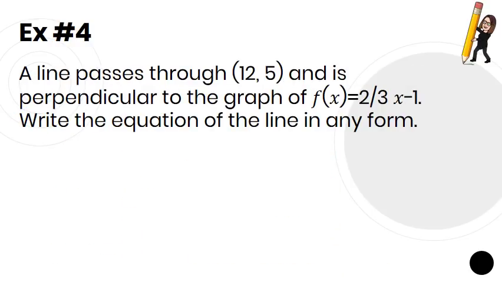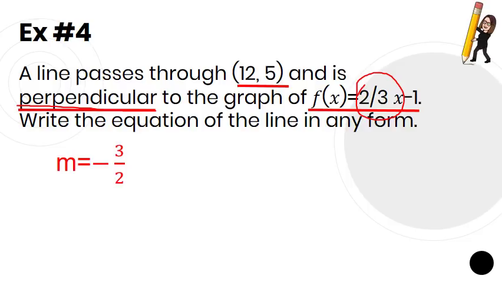All right, let's take a look at another example. Again, you don't have to write it all down, just the red underlined pieces. In this example, a line passes through (12, 5) and is perpendicular to the graph of y = 2/3 x - 1. We want to write a new equation using that information. So the first thing I need to notice is the given line has a slope of 2/3, but I want my line to be perpendicular. So what do I need to do to 2/3? I need to flip it and change the sign.